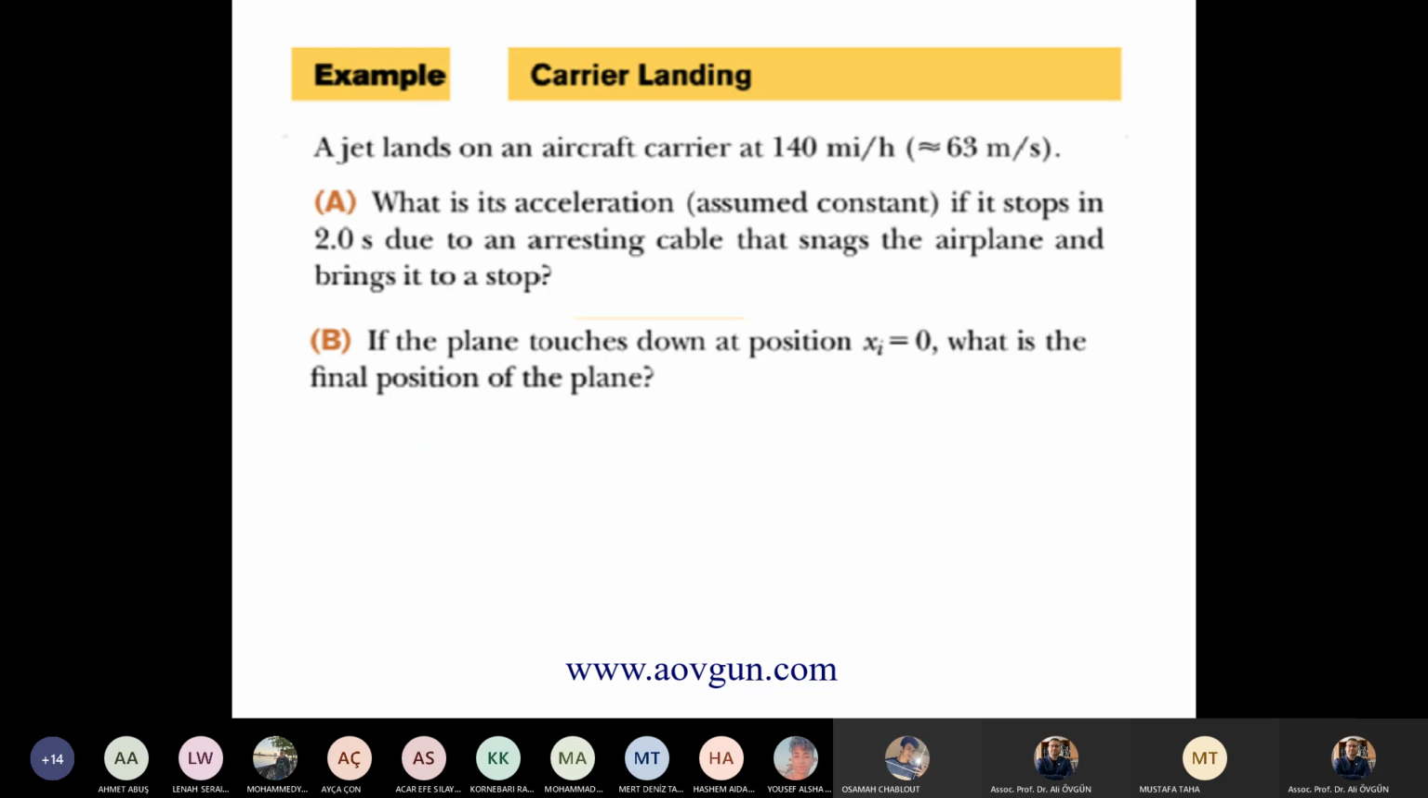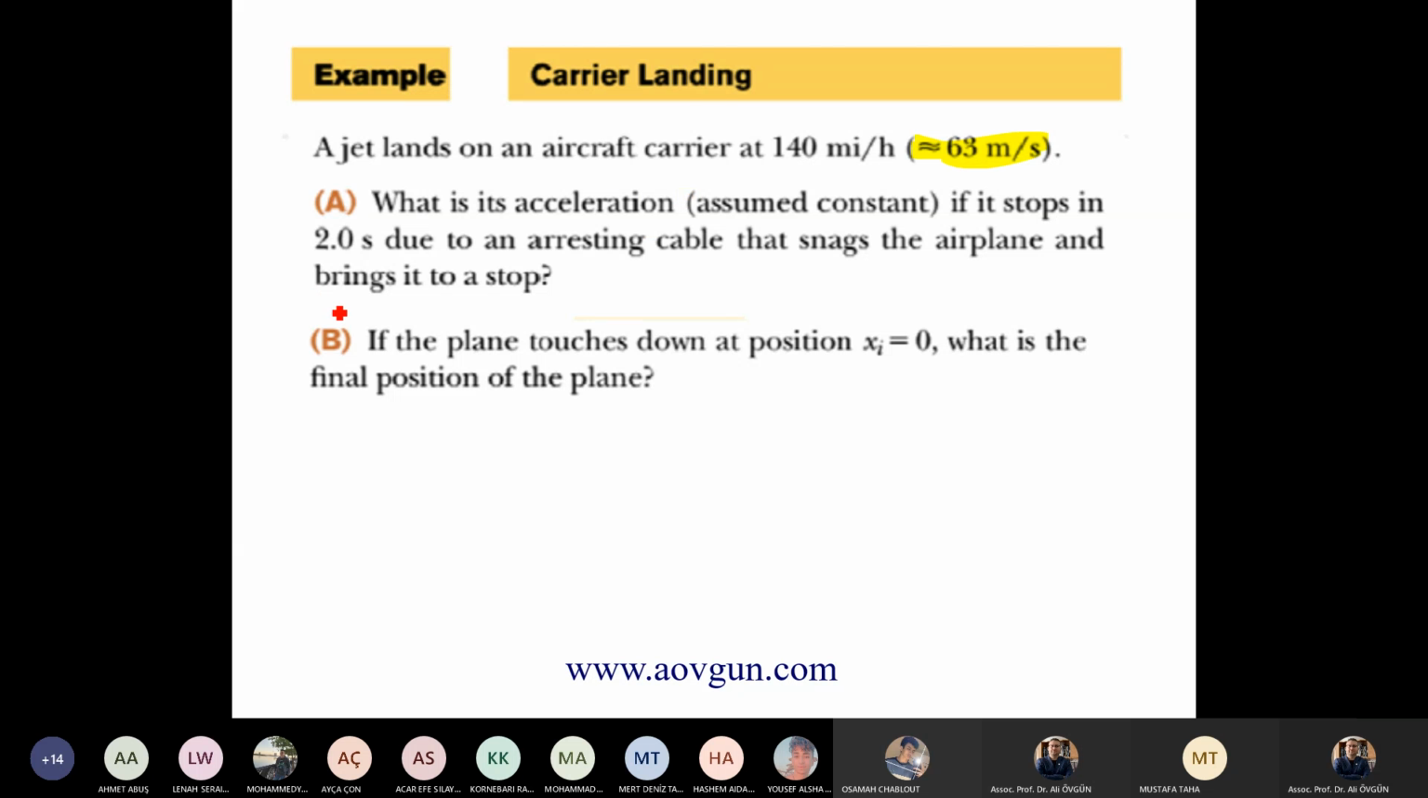A jet lands on an aircraft carrier at 150 miles per hour. They give you miles per hour, so you must convert it to SI units, meters per second. In this question, they automatically convert it, so I'm going to use it.